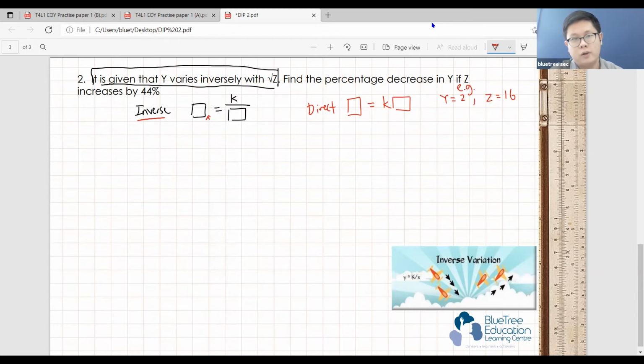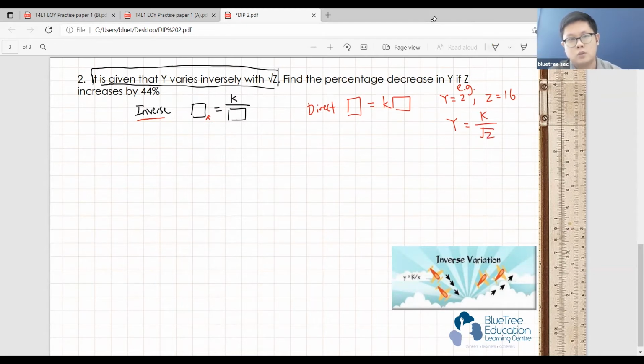So when they say y varies inversely proportional to the square root of z, you will put y first. The first thing mentioned is usually the first that you write on the left. And you know that it's inversely proportional. So it's k divided by the square root of z.